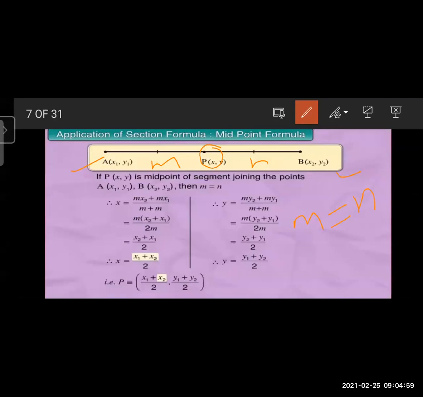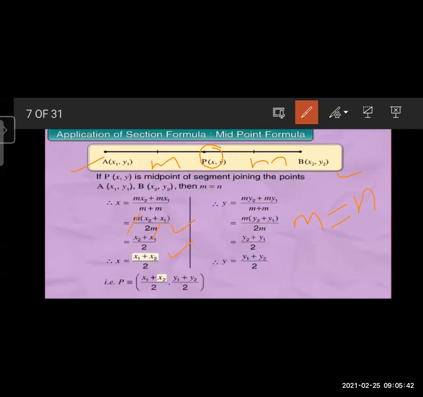So we write here, by using the section formula, m into x2 plus n into x1 divided by m plus n. Here, in place of n, we use m. So mx2 plus mx1 divided by m plus m. We take m common, x2 plus x1 divided by 2m. This m gets cancelled. We get x2 plus x1 divided by 2, or we can write x is equal to x1 plus x2 divided by 2. So here we get the x coordinate of point P, x1 plus x2 divided by 2.